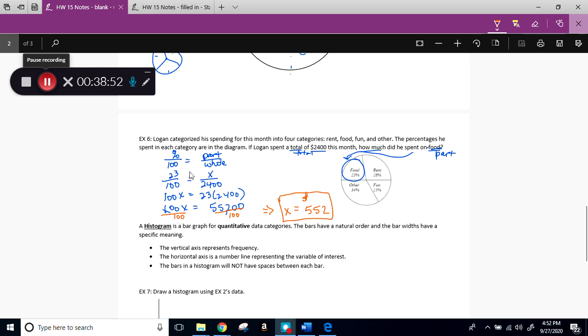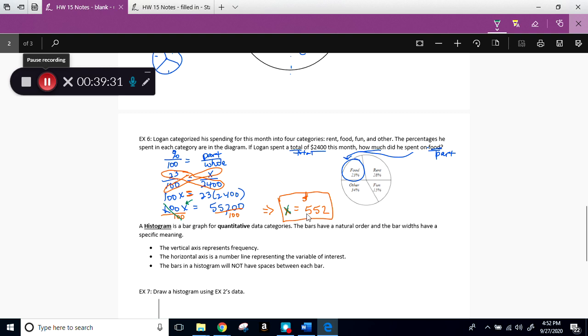So on this one, I chose to do 100 times X equals 23 times 2,400. Notice you've got your equal sign in between. I multiplied those together, 23 times 2,400. Then I noticed that I want to get X by itself, so I've got to get rid of whatever's being done to it. I want to get rid of the 100. Since I'm multiplying 100 times X, I'm going to do the opposite and divide by 100 on both sides. Remember, anything I do to one side of the equation, I have to do to the other. The reason I'm doing that is to get X by itself.